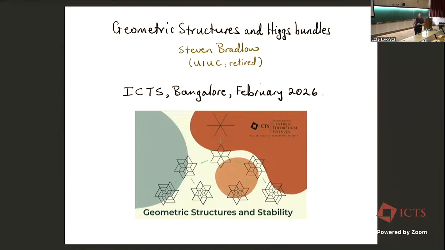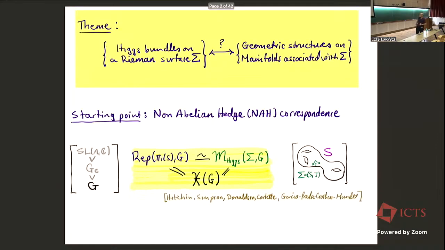Okay, so what I want to tell you about in this talk is some things about the relation between Higgs bundles on a Riemann surface and geometric structures, either on the surface itself or on some spaces associated with the surface.